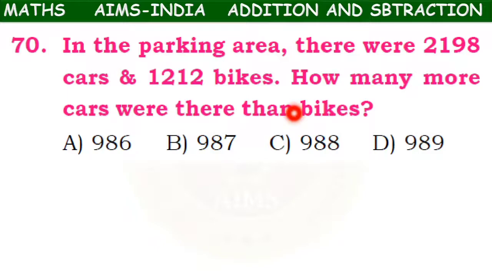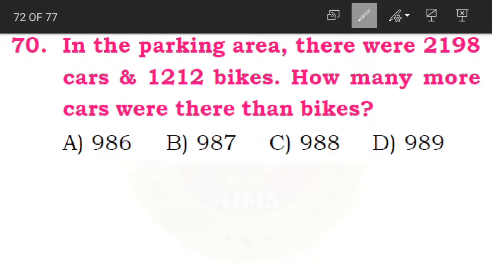Coming to question number 70. In the parking area there were 2198 cars and 1212 bikes. How many more cars were there than bikes? Again, see children, it is a similar question, right? Just now we have done. What do we need to do whenever such type of questions are asked? We need to find out the difference.